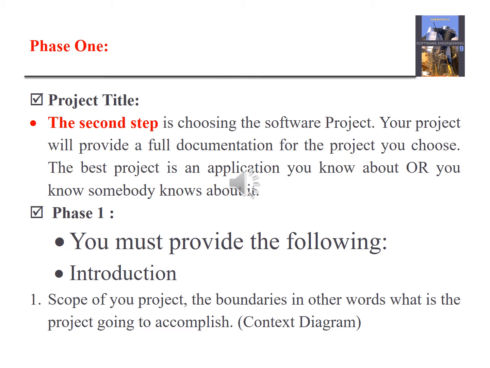Then after that, we have to find out what the scope. The scope is the boundary, the context diagram. The context diagram is represented by either a circle or a square, and around it the stakeholders, the people who are going to interact with the system. It could be people, or it could be another system. So we'll show the context diagram and the external entities of it.